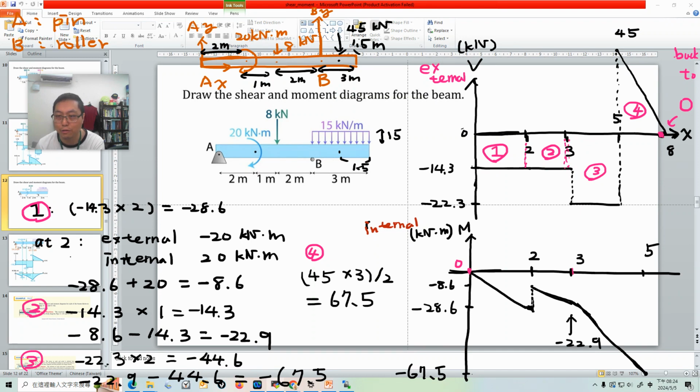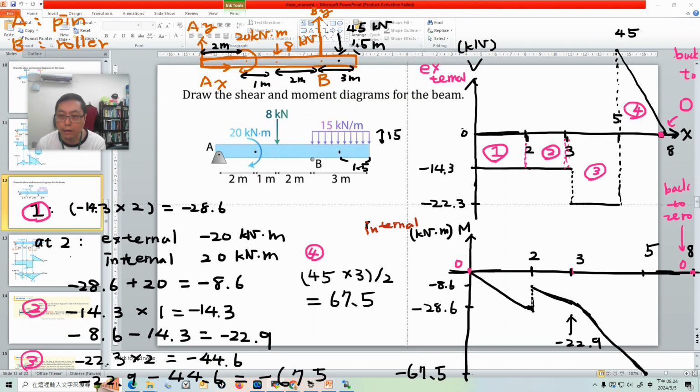Sorry, I didn't draw long enough. Maybe just make a little extension. So if 8 is here, right now at position 5 we are at minus 67.5. We have to add this value, 67.5, so you will see it's back to 0 again. That means we are drawing the right moment diagram, because with shear or moment, you must see it back to 0.